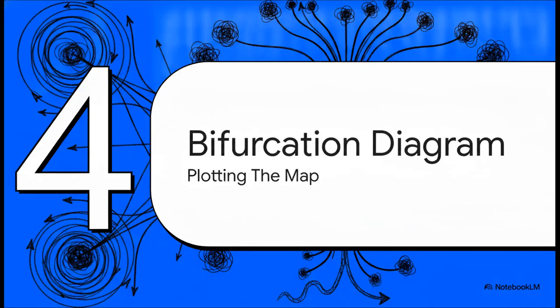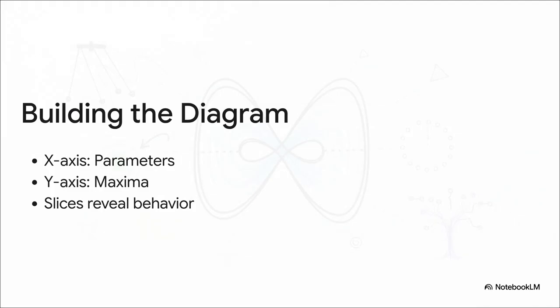Section 4. Plotting the bifurcation diagram. Instead of checking these parameters one by one, what if we could just look at the entire map of a system's behavior all at once? Think of the bifurcation diagram like a giant puzzle made of hundreds of those local maxima tests we just did, all lined up side by side.